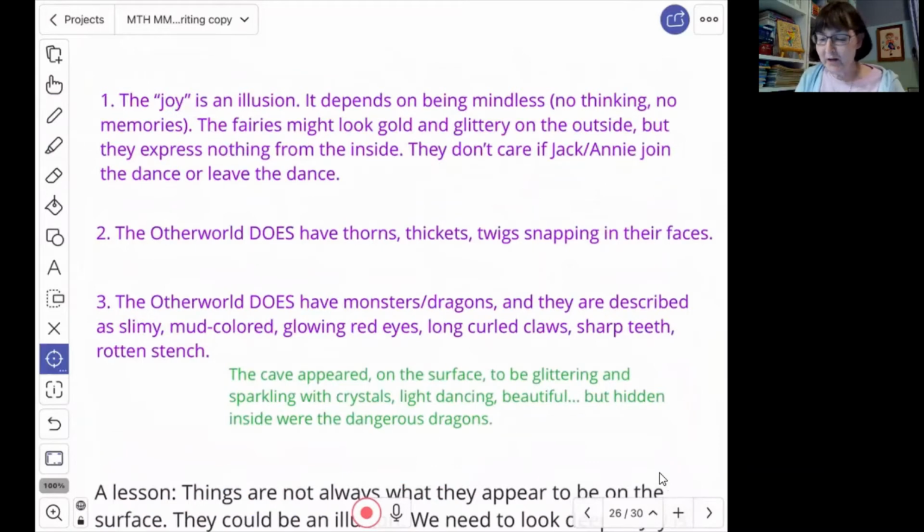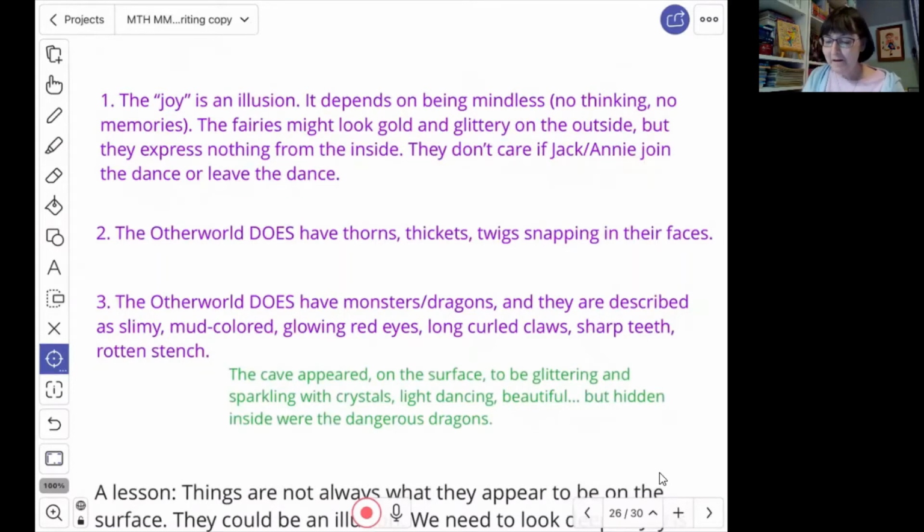So that was the first one. The joy that they were feeling when they were dancing is an illusion. It depends on being mindless, which means no thinking and no memories, right? Our mind is what has our memories. The fairies might look gold and glittery on the outside, really pretty, but they express nothing from the inside. They had no expression on their face. They didn't care if Jack and Annie joined the dance or left the dance.